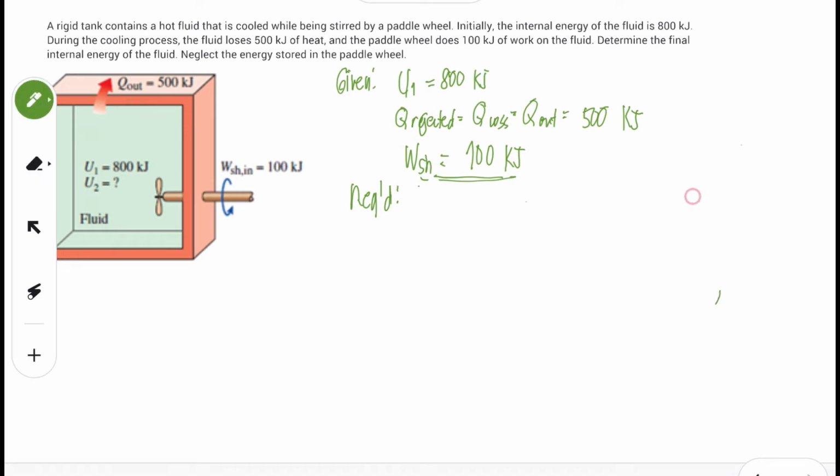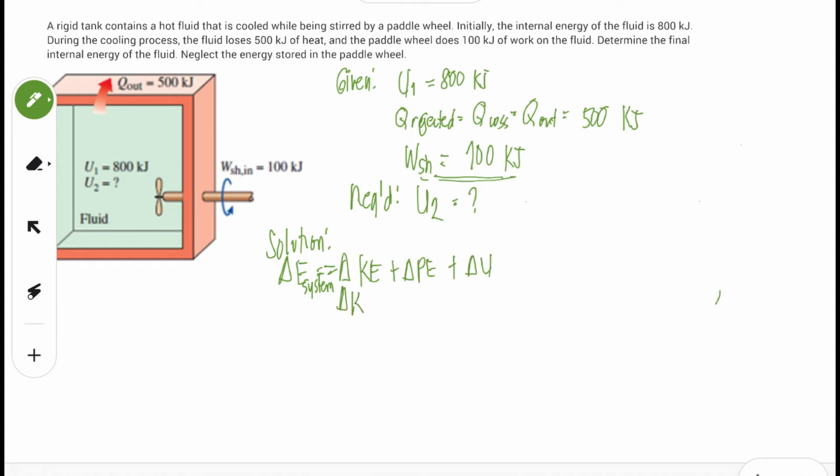Okay, so for the solution, we all know that the change in energy of the system is equal to the change in kinetic energy, plus the change in potential energy, plus the change in internal energy.